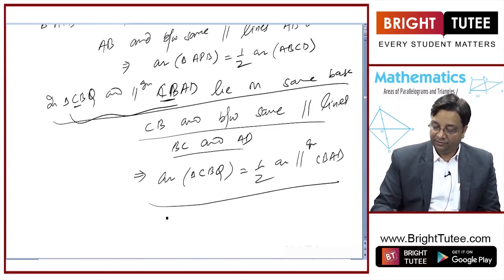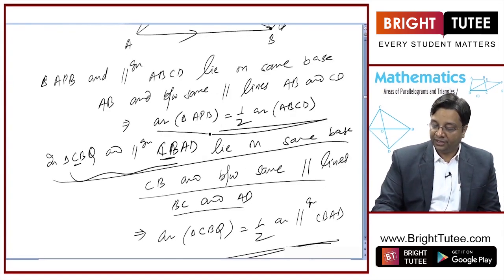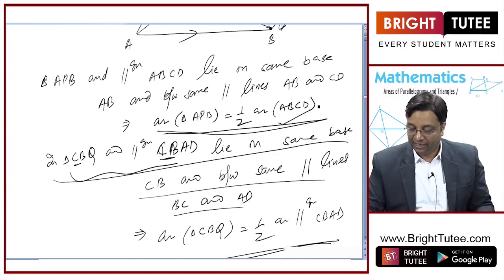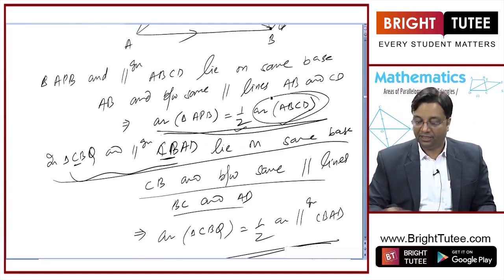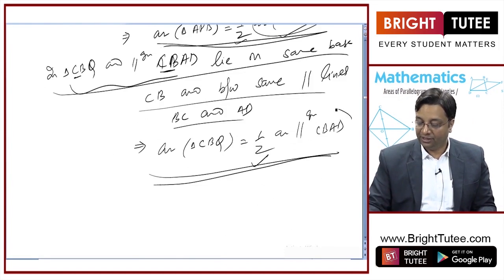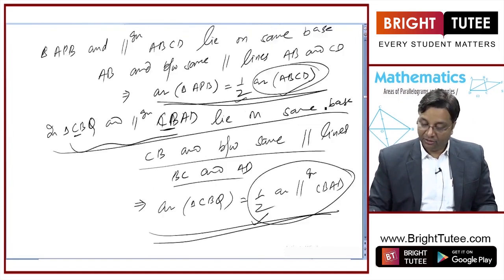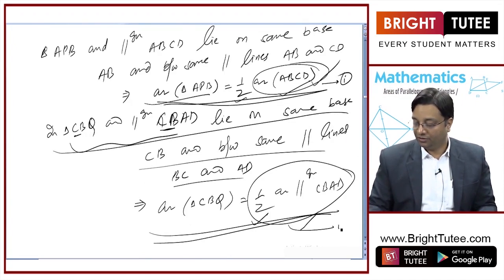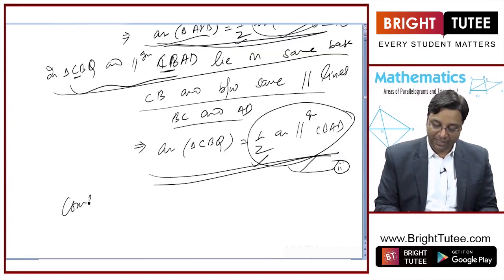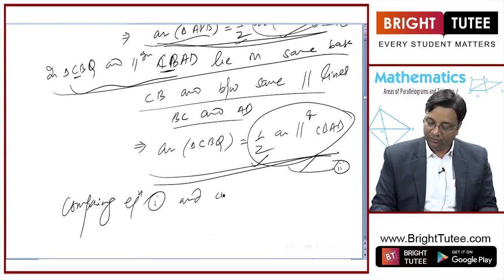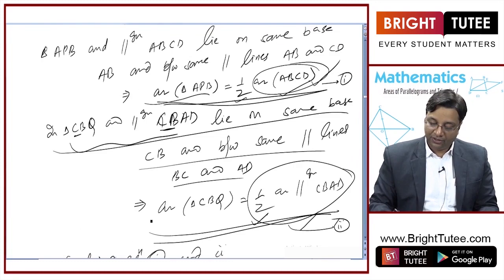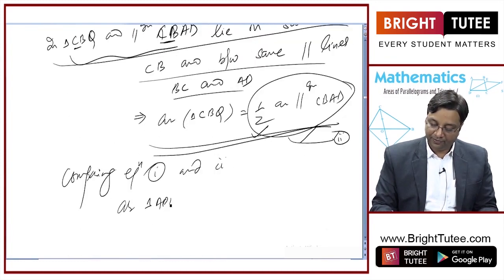Now, if you look at this equation and this equation, on right hand side I have got half of area of ABCD, half of area of CBAD, which is nothing but ABCD. So, their right hand sides are equal. So, their left hand sides will also have to be equal. So, if I call them equations 1 and 2, by comparing equation 1 and 2, I can say area of triangle APB is equal to area of triangle CBQ, right.